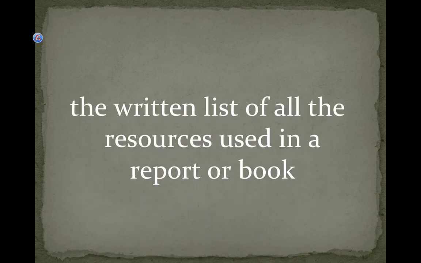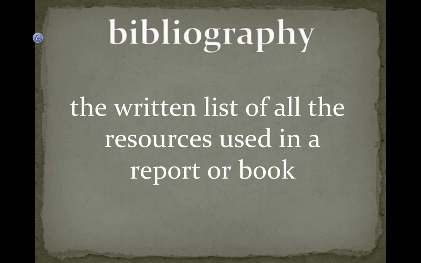The definition of our second word is the written list of all of the resources used in a report or book. The written list. The word is bibliography. Do you see the root graph in the word bibliography? It is the written list of all of the resources used in a report or a book.